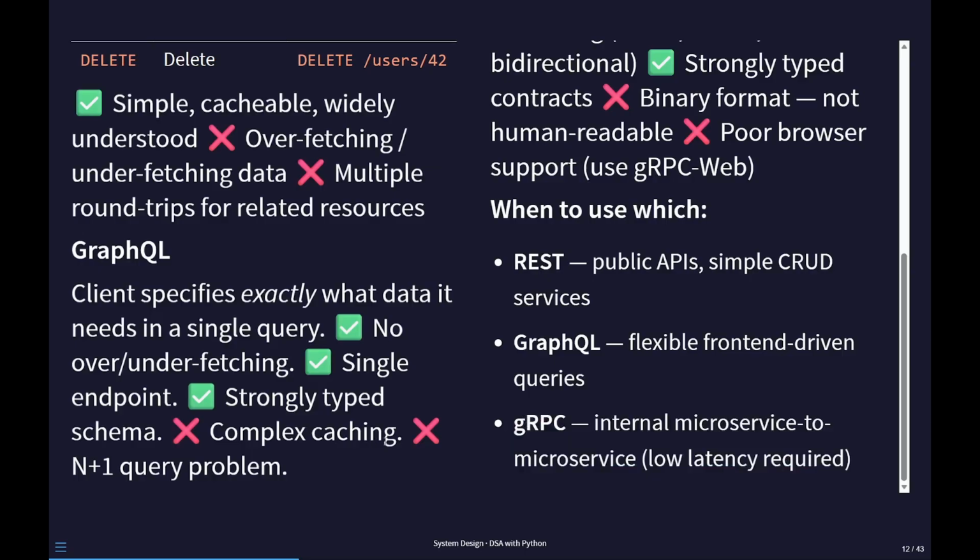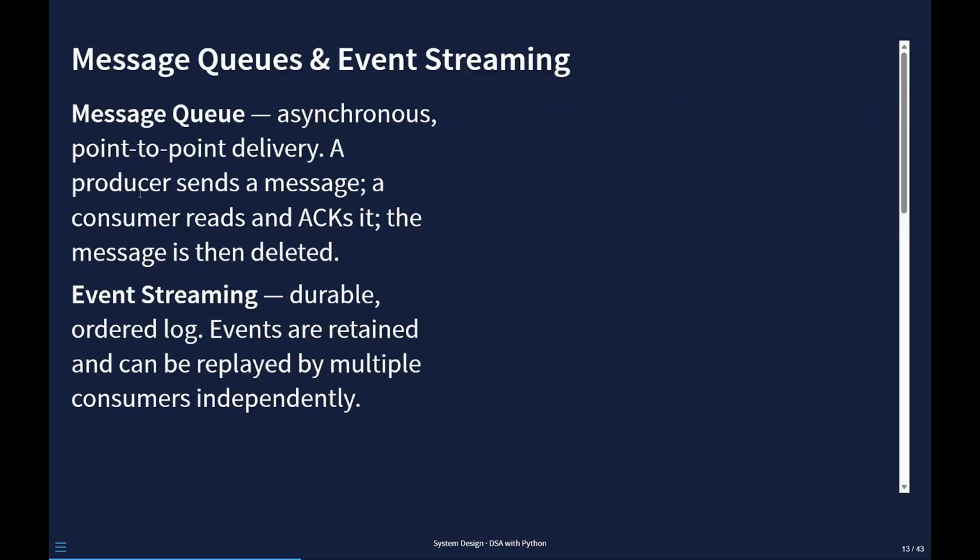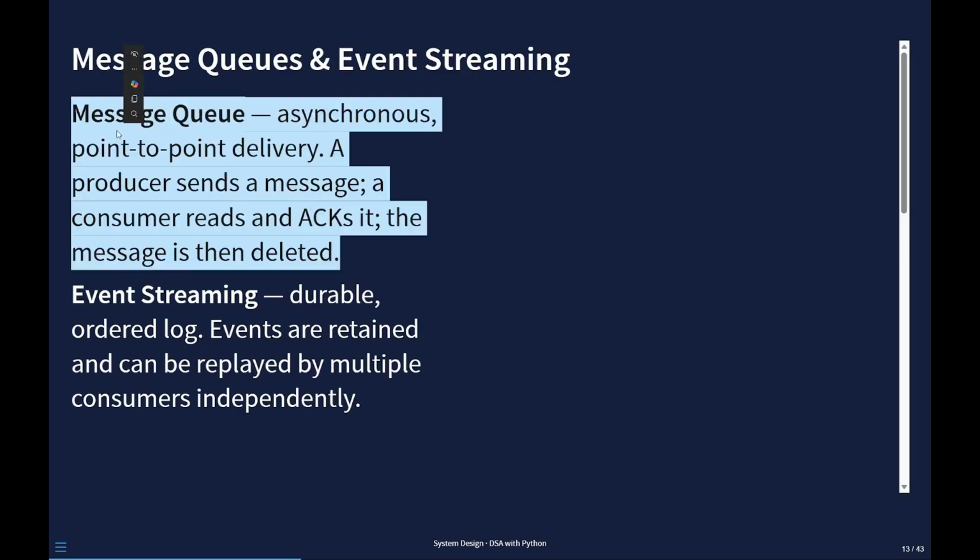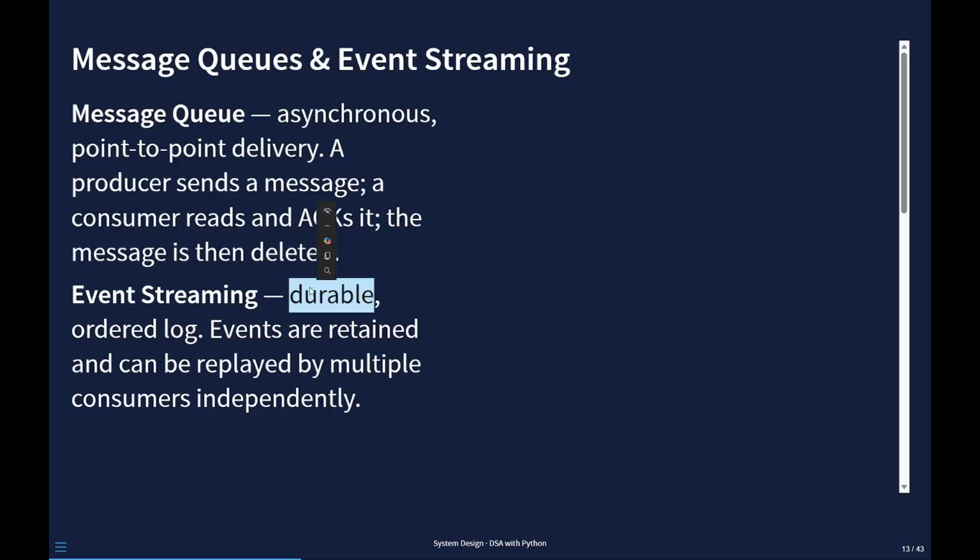Not every service interaction needs to be synchronous. In fact, for many workloads, asynchronous communication is the right model. A message queue is a classic async, point-to-point delivery mechanism. A producer sends a message to a queue. A consumer reads that message, processes it, and sends an acknowledgement, ACK. Once acknowledged, the message is deleted from the queue. One message, one consumer. An event stream is fundamentally different.